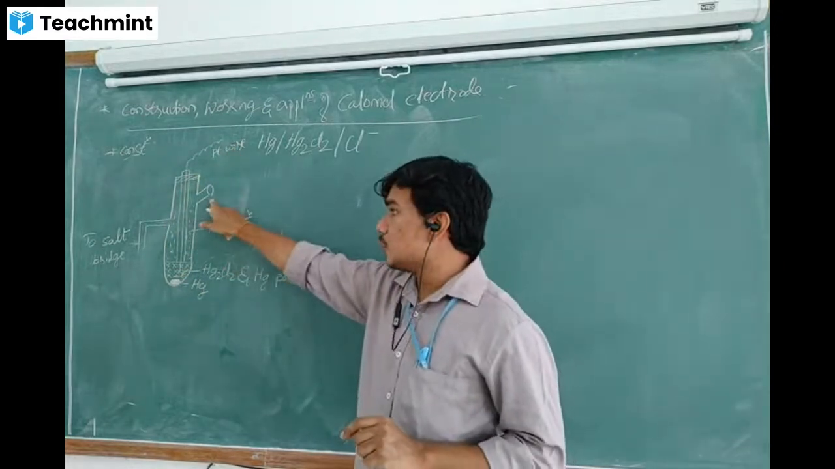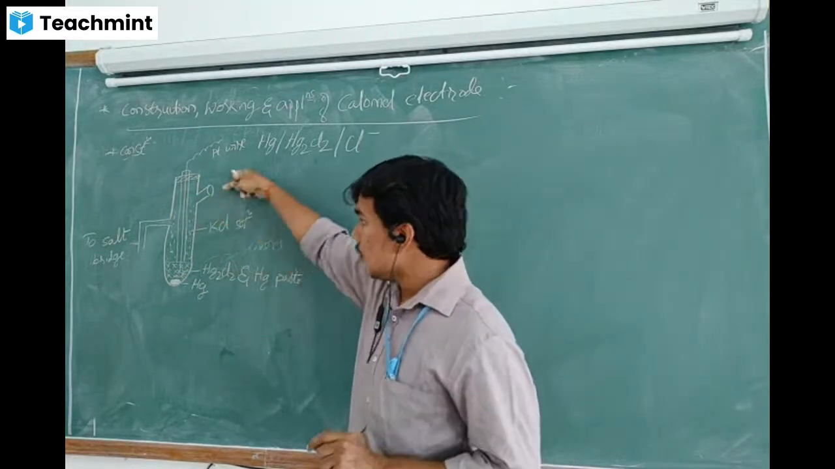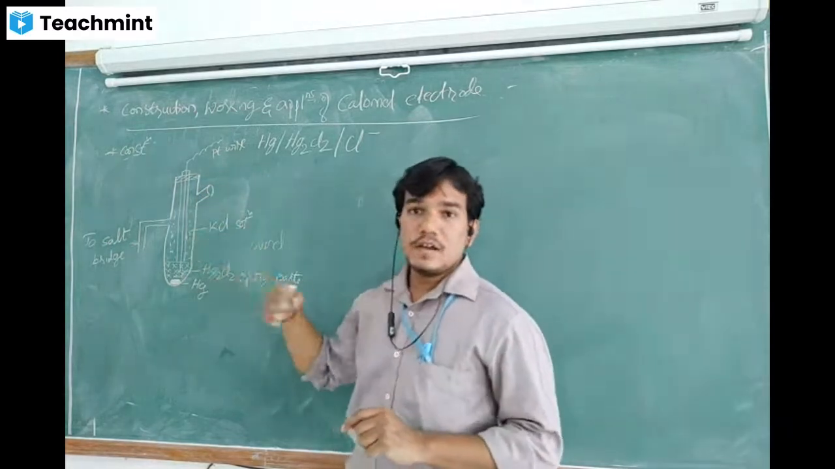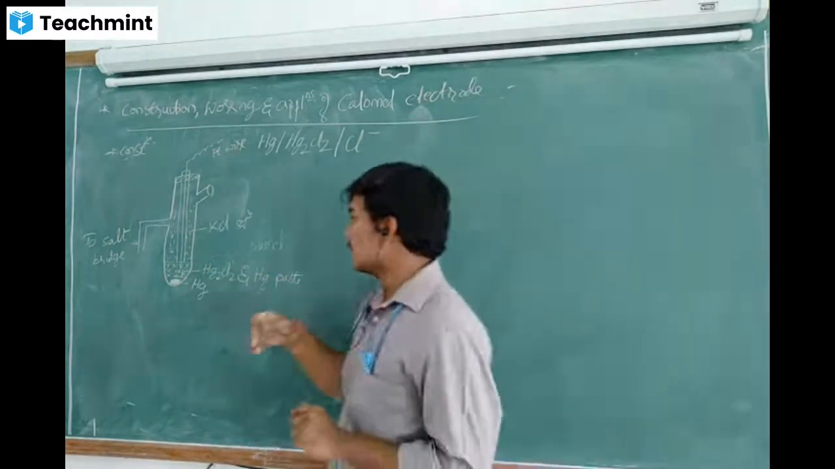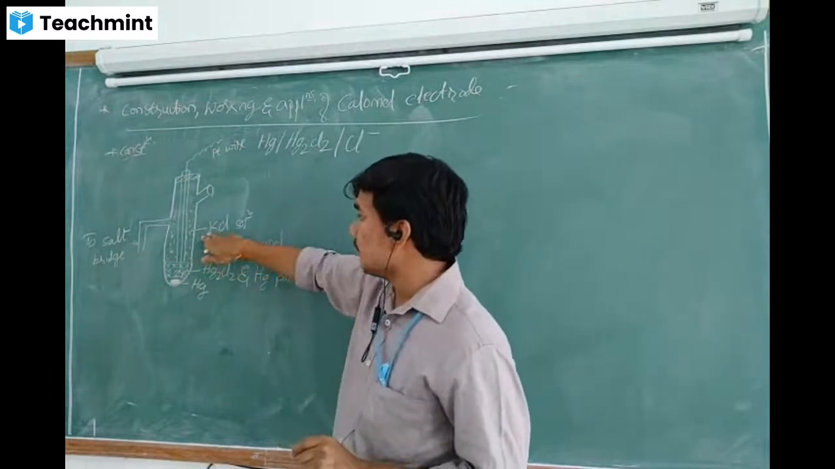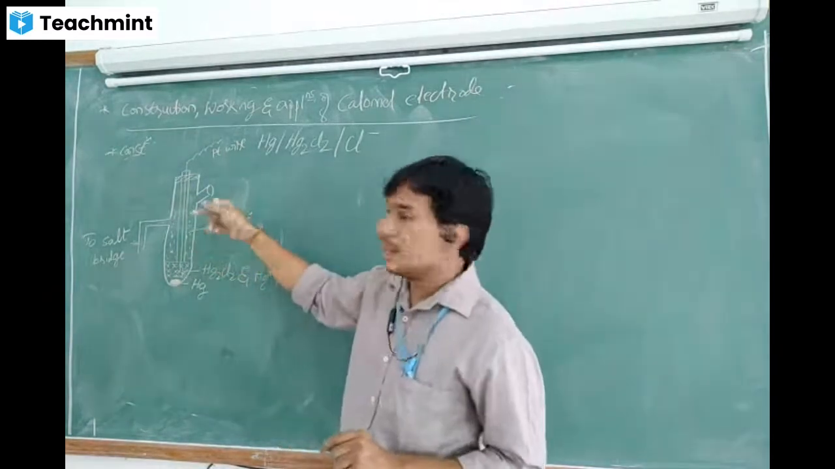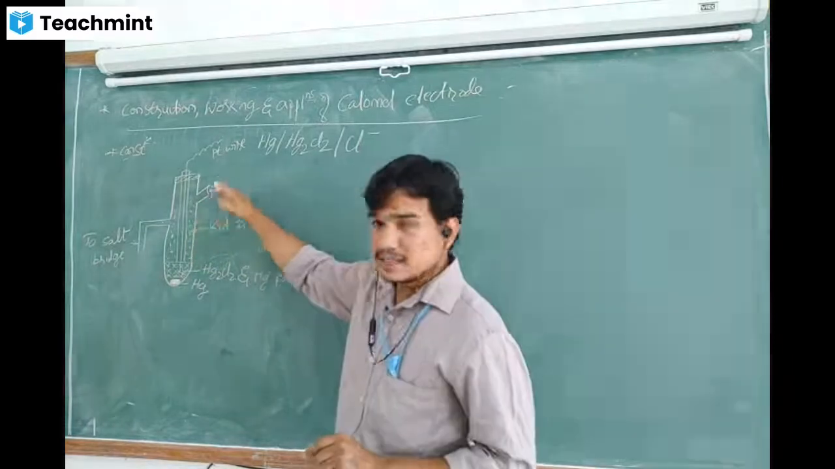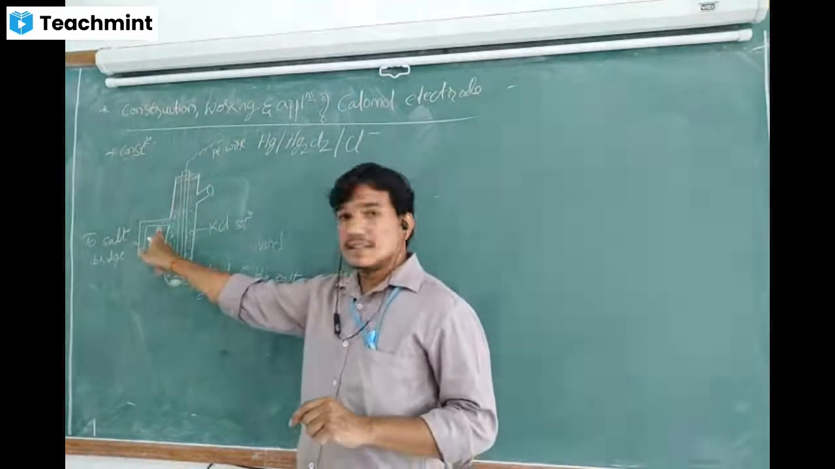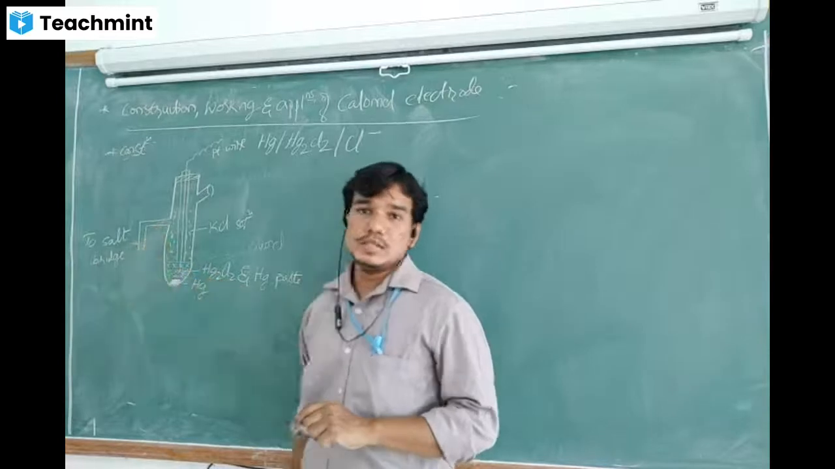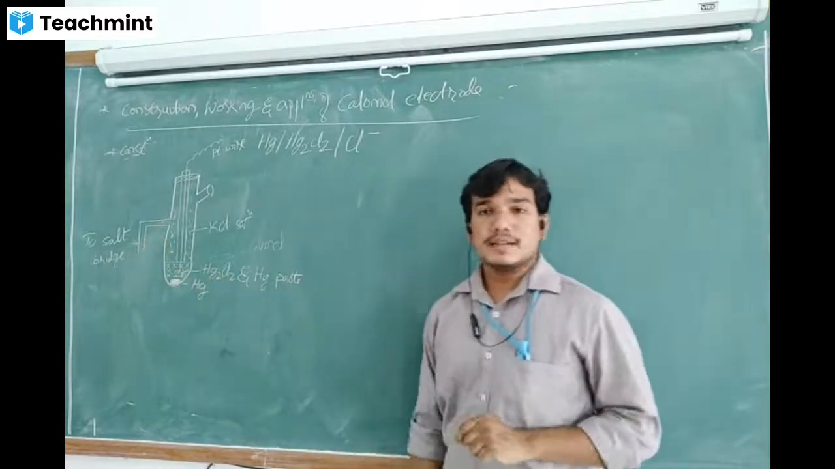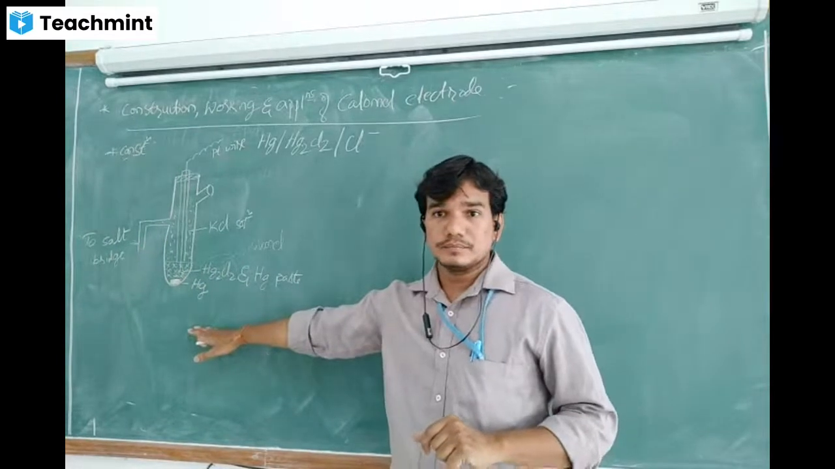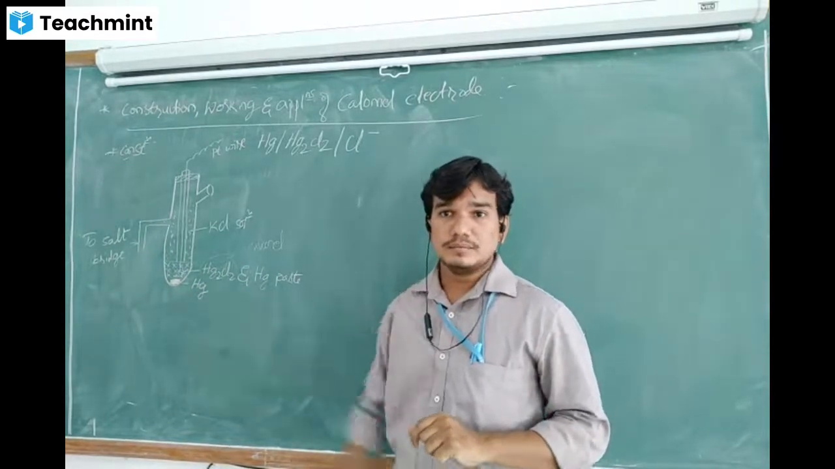So two side tubes are there. One is to fill the KCl solution. If after some time the KCl solution is evaporated, we have to fill it through this side tube. And the other side tube we will use to connect a salt bridge. Understood this one? Construction.